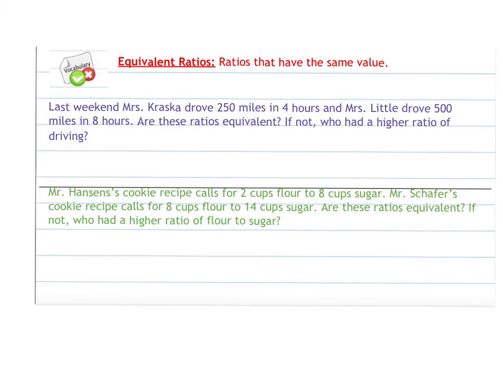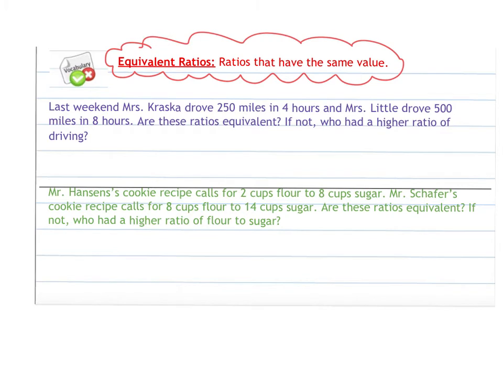All right, we have another vocab word that we would like you to write down. So equivalent ratios are ratios that have the same value. So if you think of equivalent fractions, different numerators and denominators, but the same value. Equivalent ratios have different quantities that are being compared, but in the end, they have the same value.